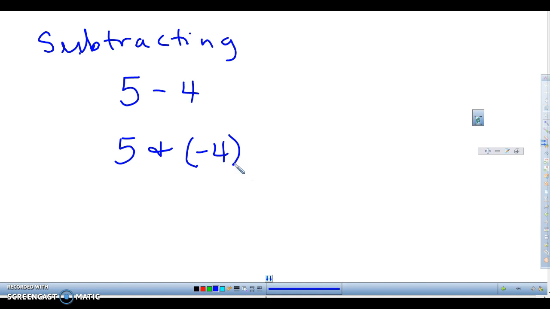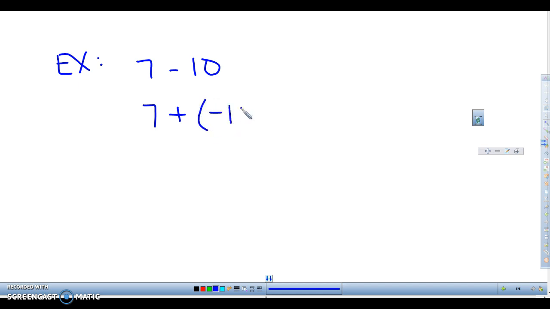You already know how to add integers, so you can use the number line method, you can use the absolute value method, but either way, you're going to get an answer of 1. Try this one on your own. 7 minus 10. So I'm going to take 7 and keep it, turn it into an addition problem, and take the opposite of 10. The opposite of 10 is negative 10. Using either method to add the integers, we will get negative 3.